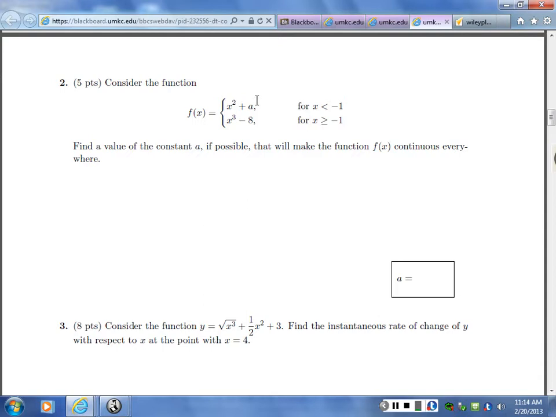Negative 9. Right? Because if x equals minus 1, I use this equation. Minus 1 cubed is minus 1. Minus 1 minus 8 is minus 9. So I'm going to take the limit on the left and the limit on the right and set it equal to minus 9. So if you use the other one, you're not going to get the right answer there.